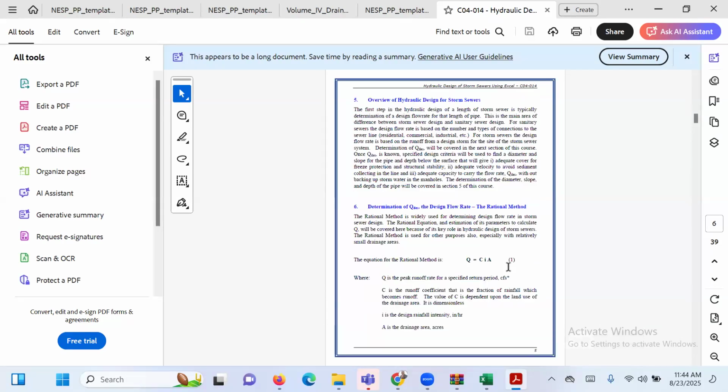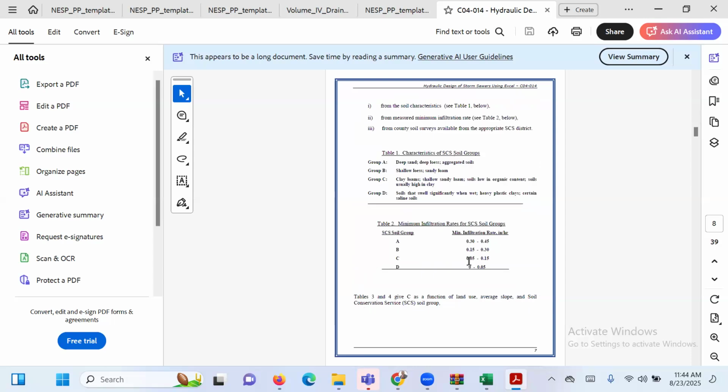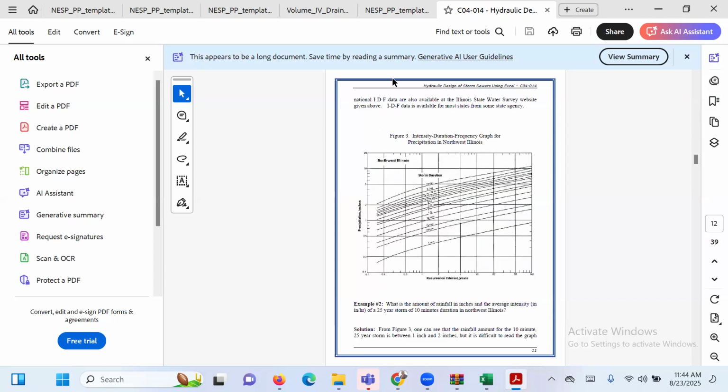Okay, look at this formula, CIA. This CIA simply means C is the coefficient of runoff, I is intensity, and A is surface area. That will give you your discharge, your runoff. Okay, good. With this background I've laid, it is easy and very simple. So this is our storm discharge.